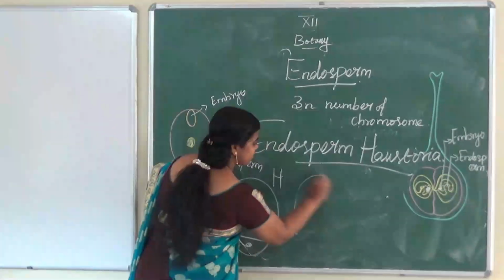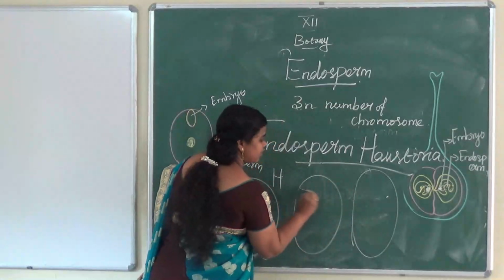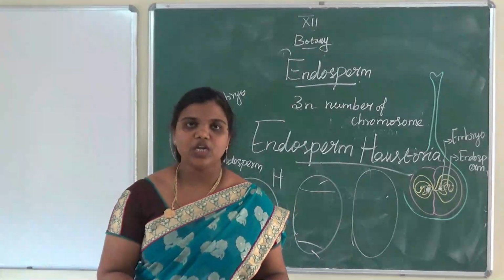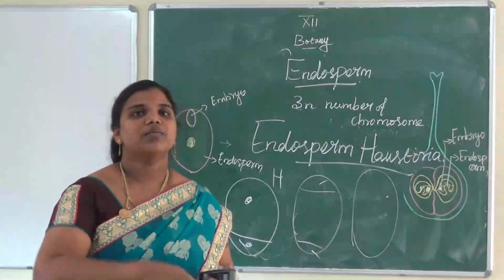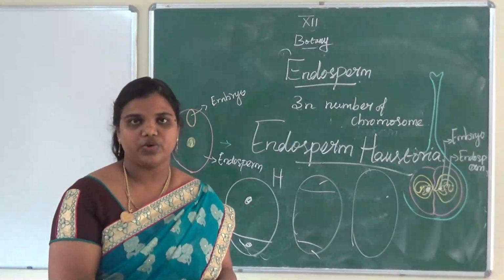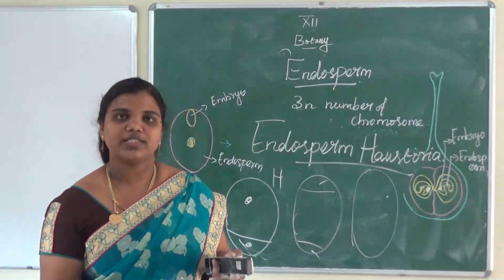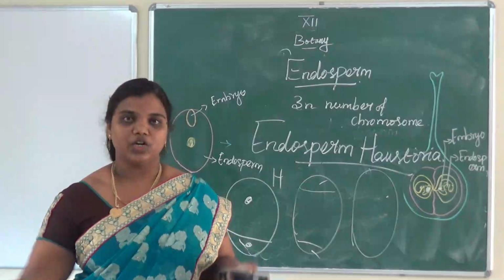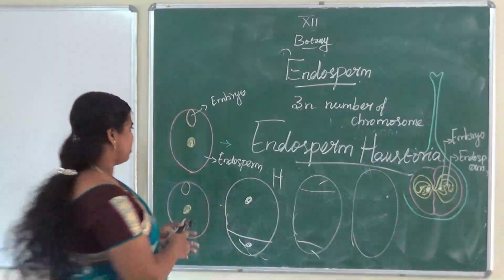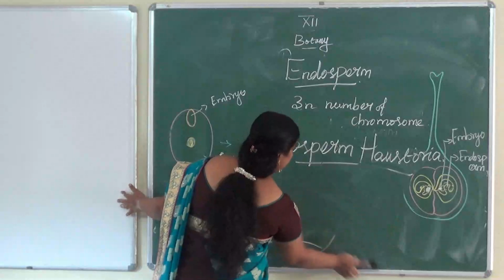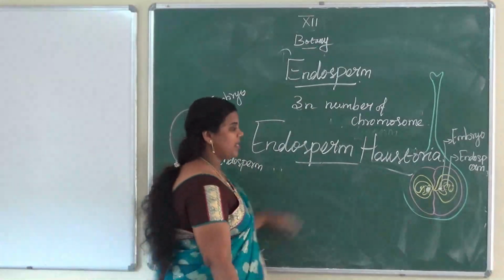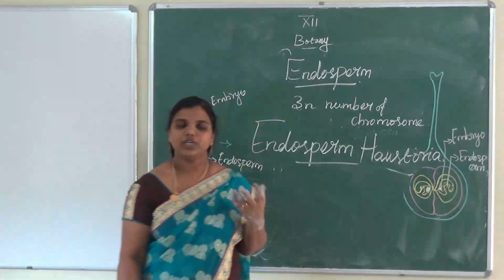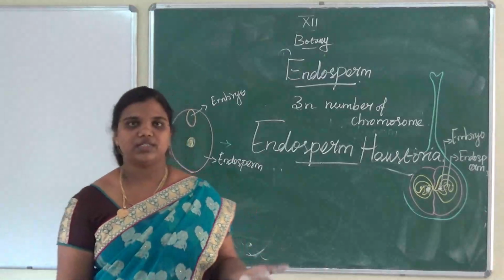But in the nuclear and the cellular types, sometimes the micropylar or chalazal end forms haustoria. In some plants with nuclear endosperm, the micropylar end produces the haustoria, or in the cellular type, the chalazal end is modified into endosperm haustoria. This is about endosperm haustoria. It mainly absorbs nutrition from other tissues, nucellus tissues or ovary tissues, that's all.